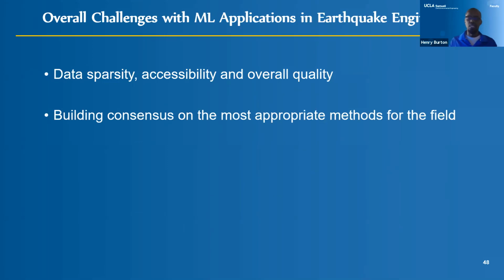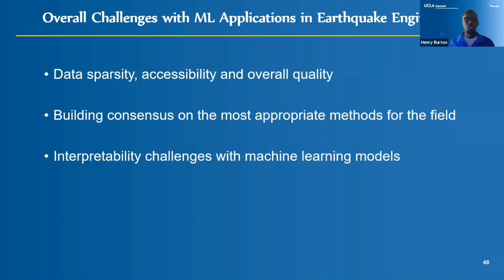We want to build consensus on the most appropriate methods for the field. As you've seen before, we're in this stage where, depending on the application, we're trying different methods to see which ones work. I think we're starting to get a sense of which ones work in different contexts, but I think getting some sort of systematic protocol in place for, okay, if it's this type of data, we think this type of model is useful, would move us along.